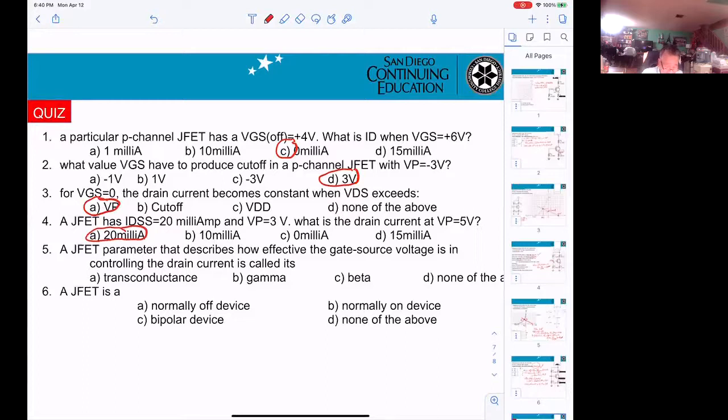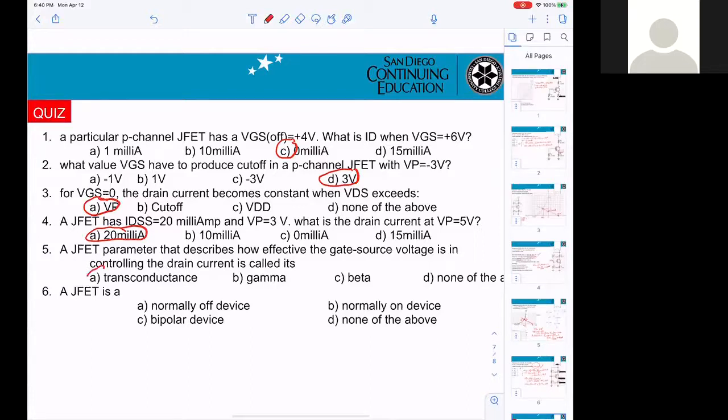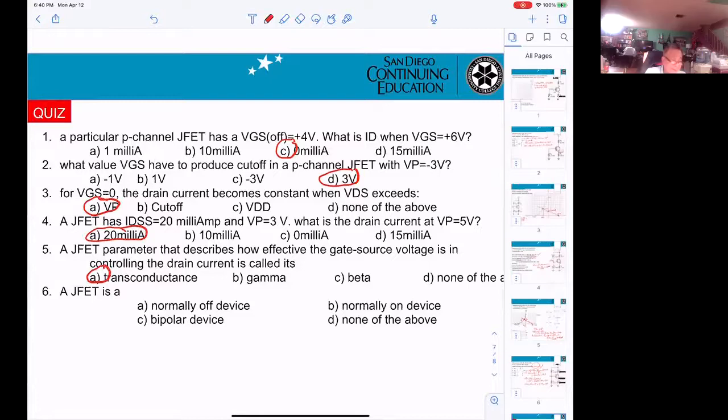Number 5. A JFET parameter describes how effective the gate source voltage is at controlling the drain current. Equal what? Answer is A. A.